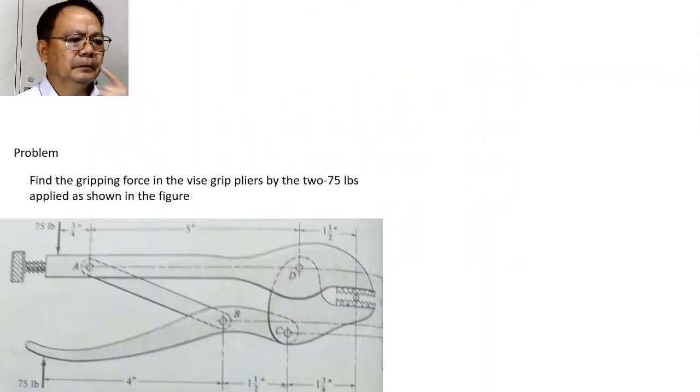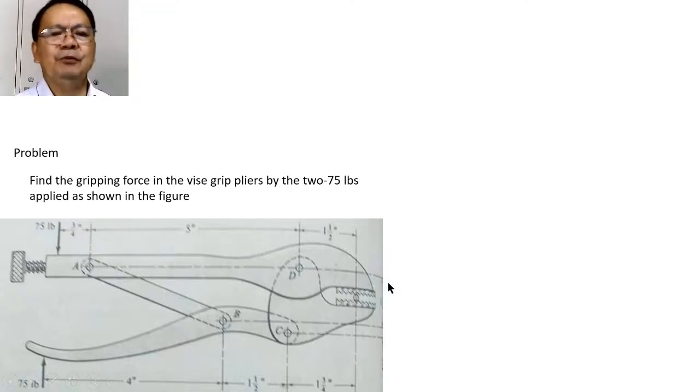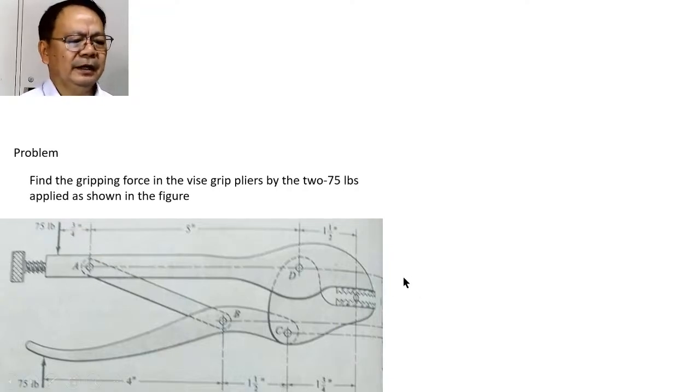Guys, here is the problem. Find the gripping force in the vice grip pliers by the two 75 pounds applied as shown in the figure. So, ito yung sinasabi kong problem na kalimitan ay kung tatanungin mo mga estudyante, siya munang iiwasan nila kasi unang-una ay hindi sila familiar about the figure and how the figure or the device work.